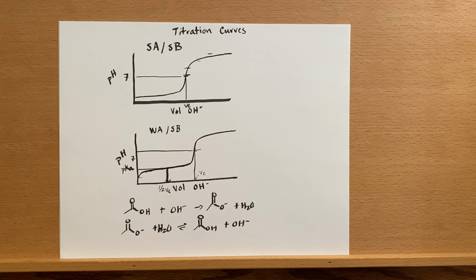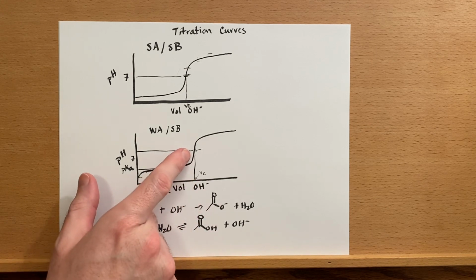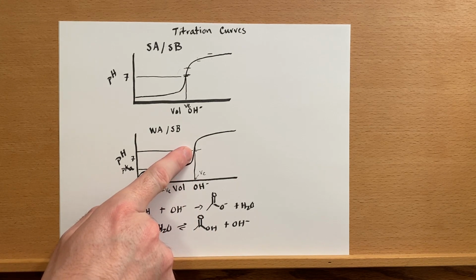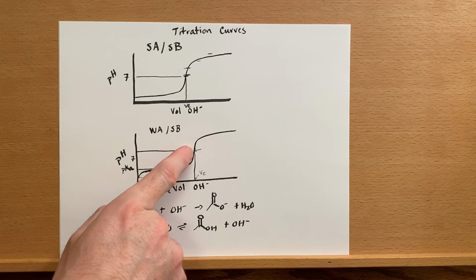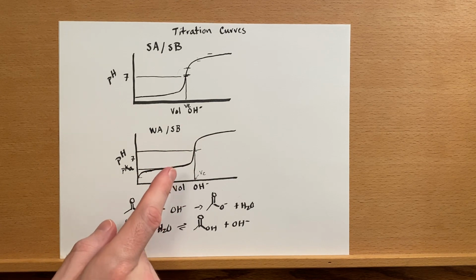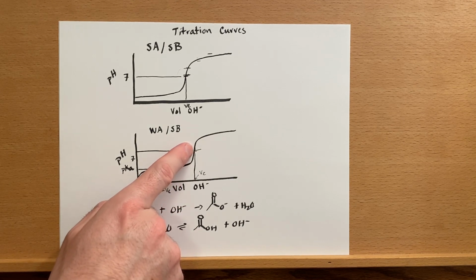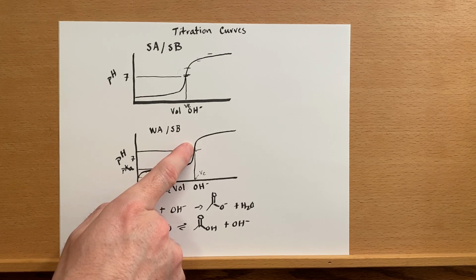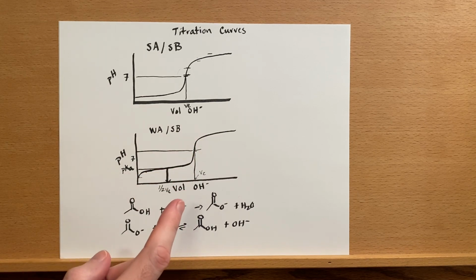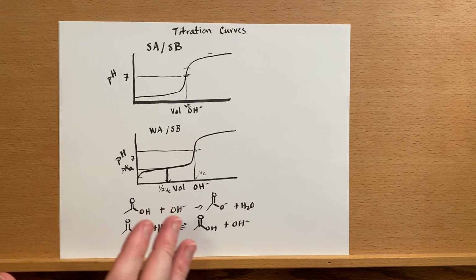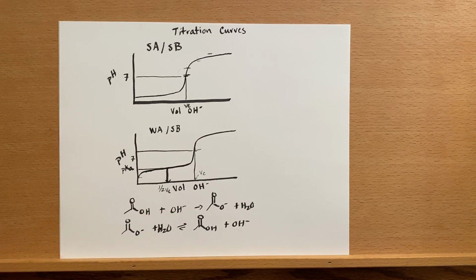And again, one of the reasons why we would want to know what the pH is at the equivalence point is so we can choose an indicator that's just beyond the equivalence point. That will give us the best detection and the best results in terms of error and quick analysis.